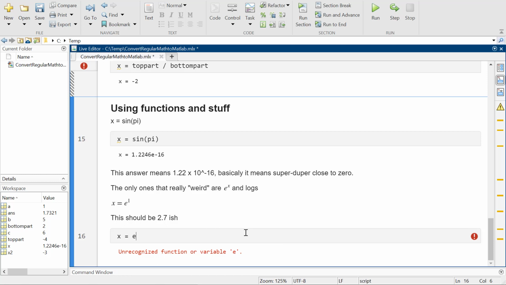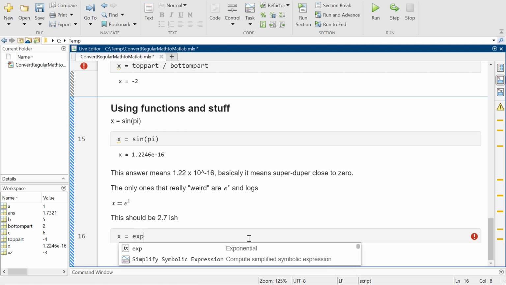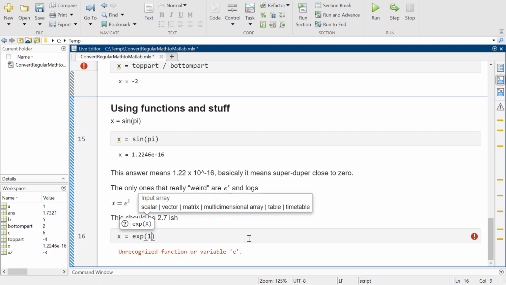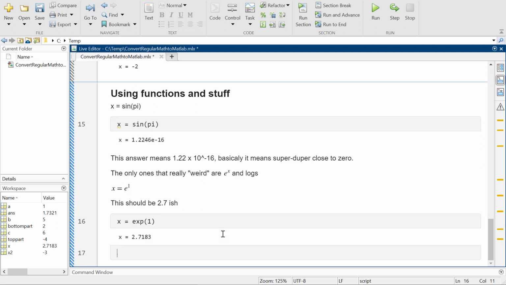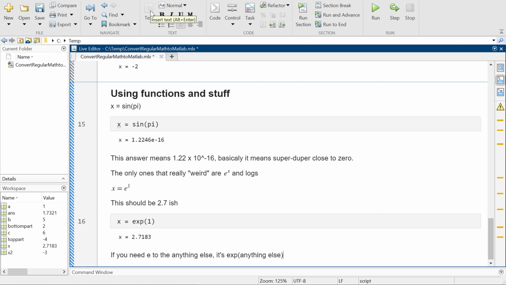Whenever you see this error, that's because e is not a function. You're like, maybe it's e, but no, it's not that. Just be aware that e is actually exponential, and you have to say it's e to the 1, okay? That's how you go. If you need e to anything else, it's exp of that.